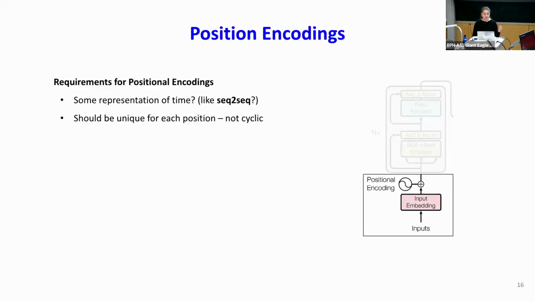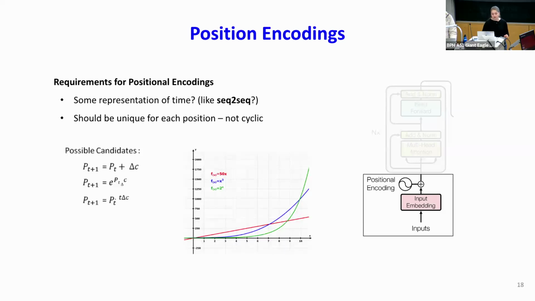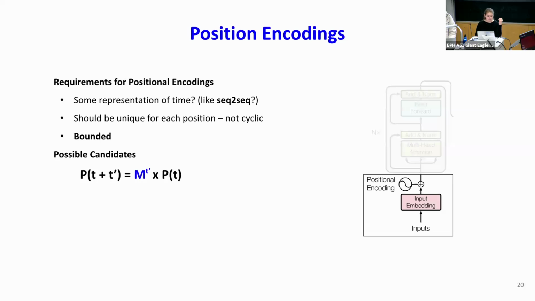So important to account, we have some representation of time, and also it should be unique. So if we add exactly the same thing to all of the words, it won't matter. And so there are multiple ways of doing this. We can add something, multiply, but if we're doing, as a possible candidate, just adding something, the key issue we have is it's unbounded. So the third criterion should be that it is also bounded. So the main requirements of position encodings are: it should have some representation of time, it should be unique, and also it should be bounded.